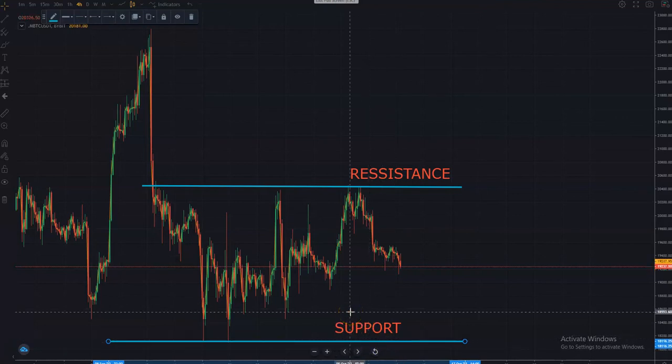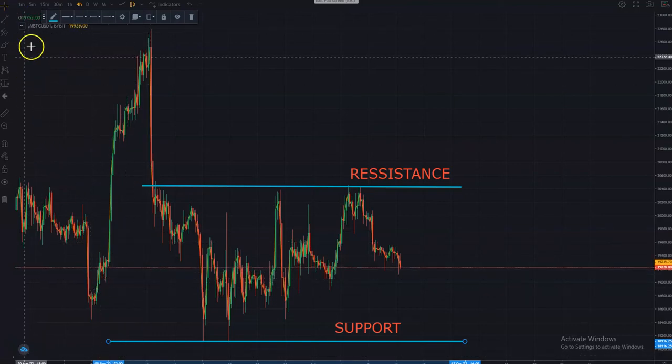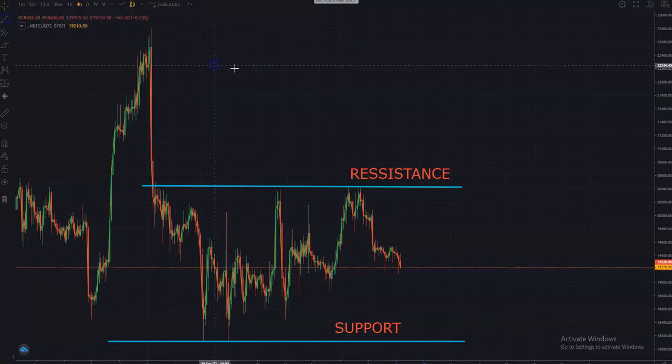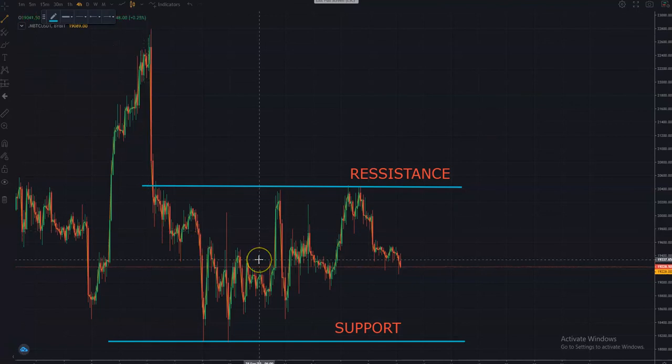This is TradingView. You can simply apply your trend line just from up here. Just take one line, click, and then you can apply it on the chart. But where do you apply it? Usually, support and resistance are applied after major upswings and downswings in the market trend.